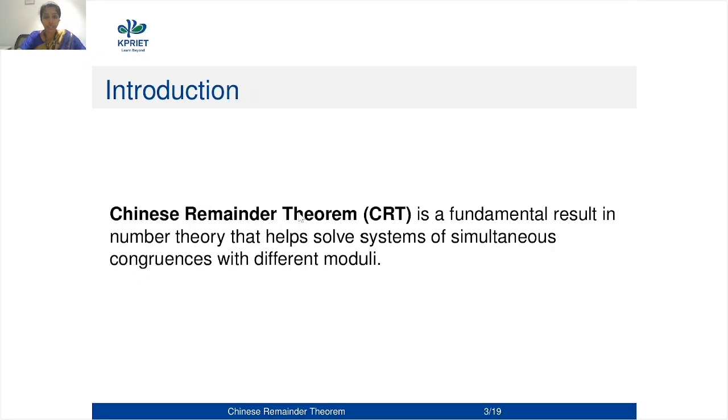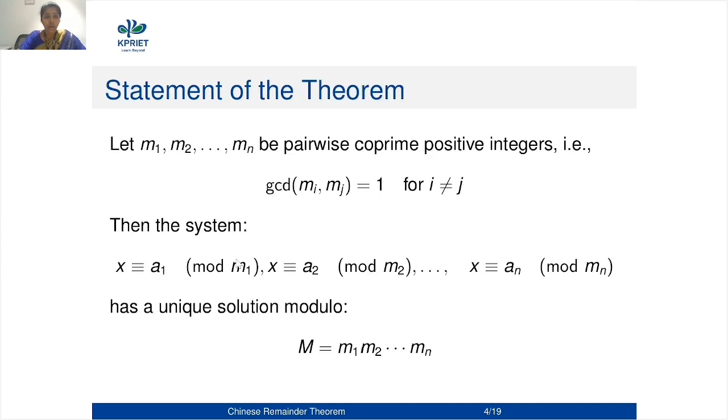What is the Chinese Remainder Theorem? It is a fundamental result in number theory that helps to solve systems of simultaneous congruences with different moduli. Let m1, m2, ..., mn be pairwise co-prime positive integers. That is, the GCD of mi and mj should be equal to 1 for different i and j. Then this system of congruences has a unique solution modulo capital M. This capital M is nothing but the product of these moduli.